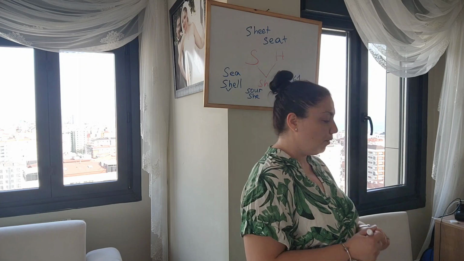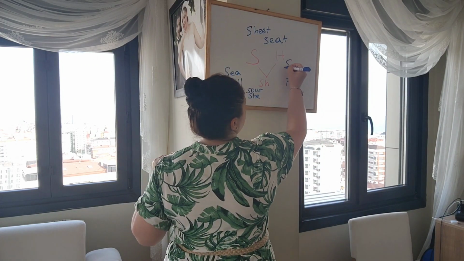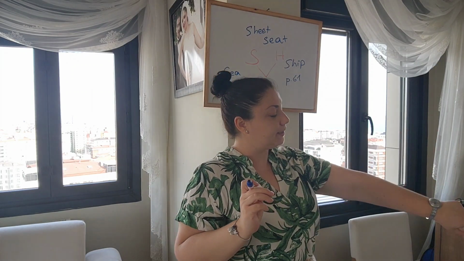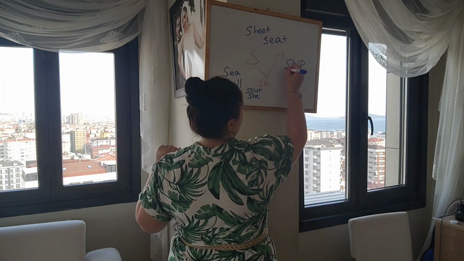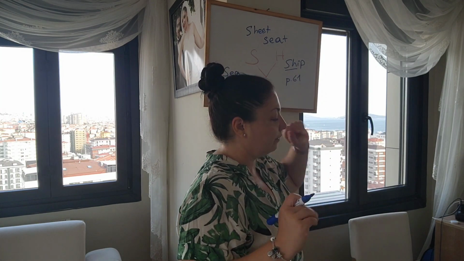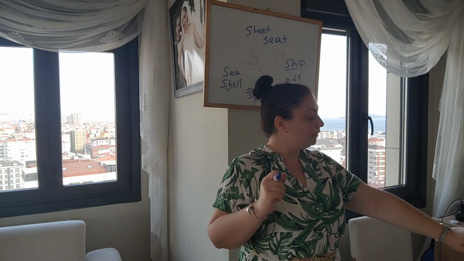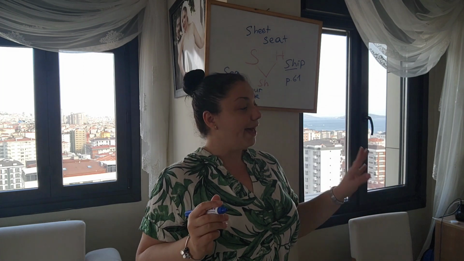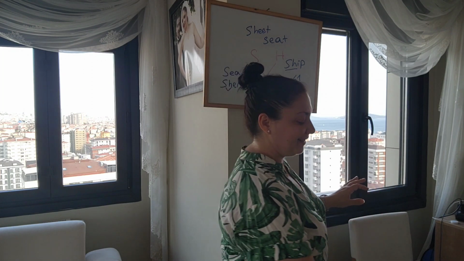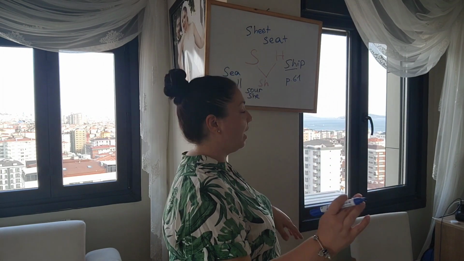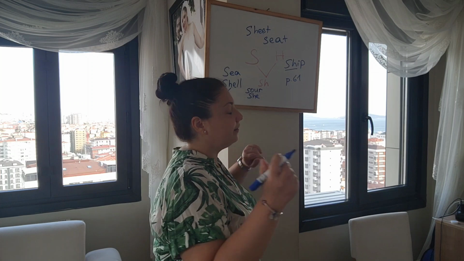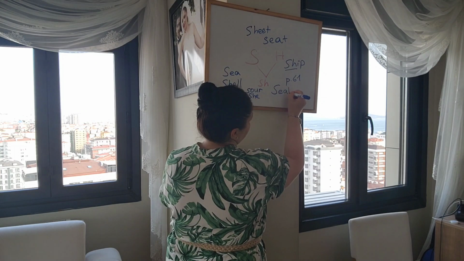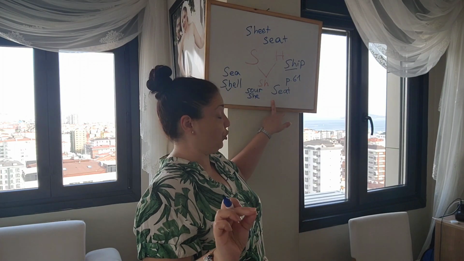Okay, Derin. What is this? Yes, it is a ship. Can you please say me the beginning sound? Yes, sh is the beginning sound. And the next one. What is this? Yes, it is a seat. Correct. And the beginning of the sound, seat. Yes, S, the correct answer, seat, because we say s, not sh. Okay, very good.